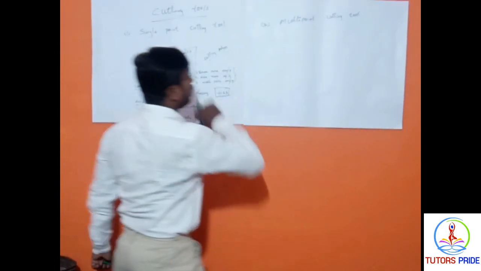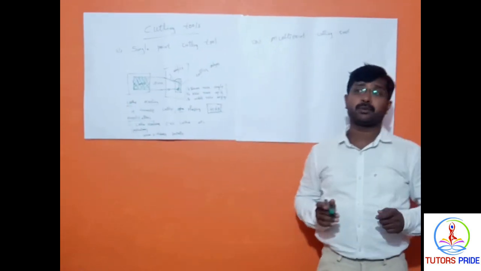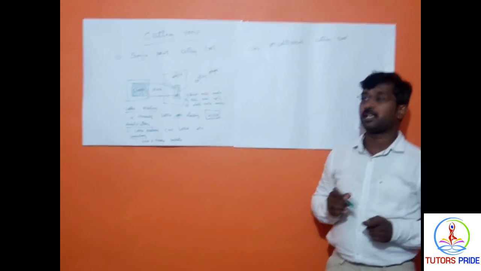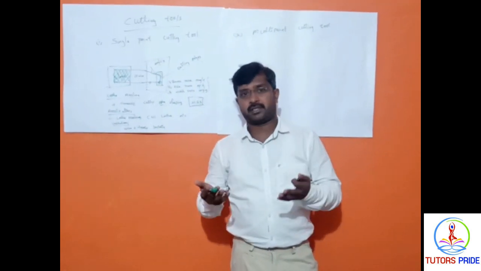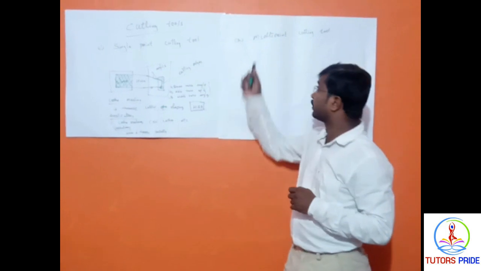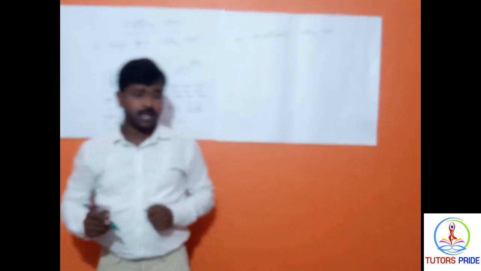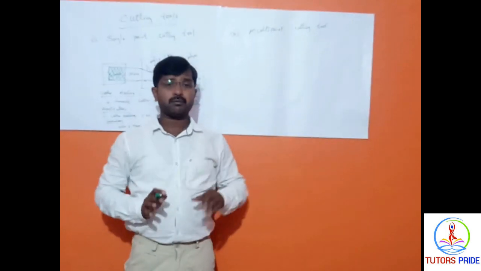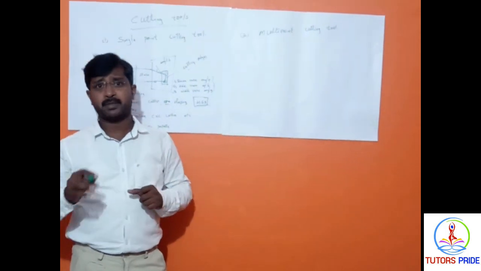Next, coming to the multi-point cutting tool. What is the brief description of the multi-point cutting tool? What is the nature of the multi-point? Multi-point is nothing but a tool that has two or more cutting edges. That is called a multi-point cutting tool. Where are we using this multi-point cutting tool? We are using it in drilling, boring, grinding, etc.